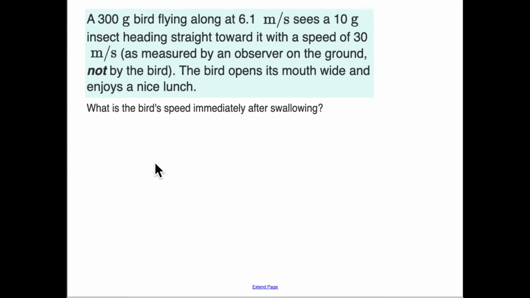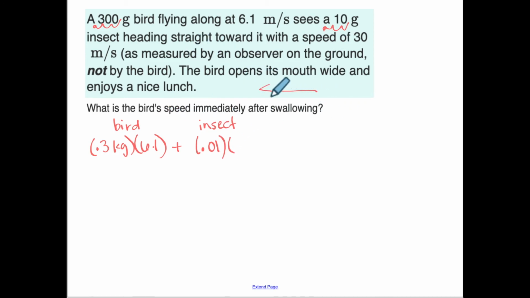Okay, this is one of these problems where we have an inelastic collision, where the two objects are going to stick together after the collision. So we have a 0.3 kilogram bird flying at 6.1 meters per second. And then we have this insect. It has a mass of 0.01 kilograms, and it's flying straight toward the bird. So that's going to be in this direction, so negative, with a speed of 30 meters per second.